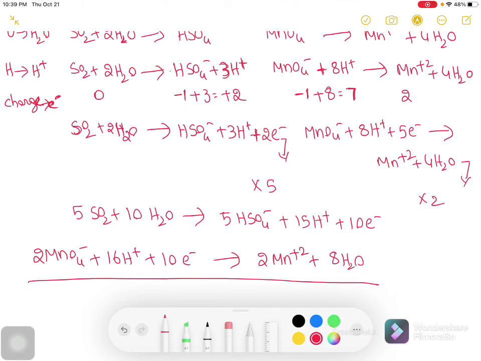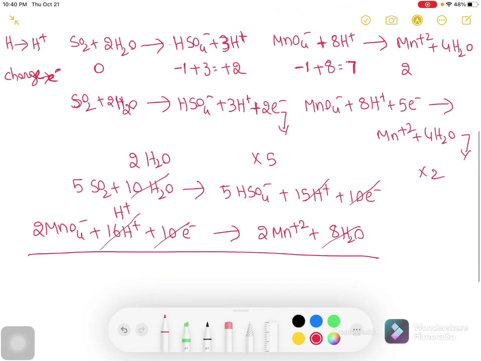And the species present on opposite sides we can cancel. 10 electrons get cancelled. And on the left side 16 H plus and on the right side 15 are there. See, 1 H plus is left. This is nothing but subtraction. The 15 H plus is on the right side, 16 is on the left side, so 1 H plus is left on the left side. So we take only 1 H plus. And 10 H2O and 8 H2O, 2 H2O is remaining. Now you can complete the reaction.